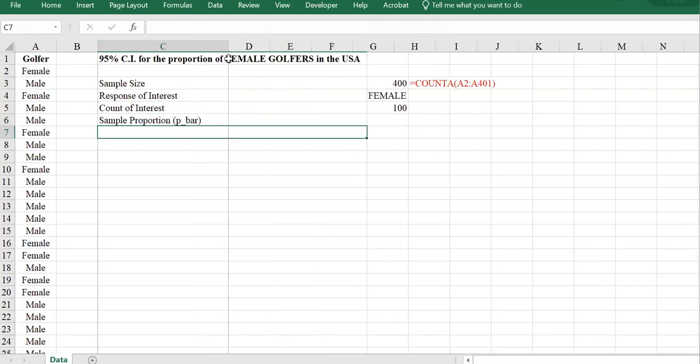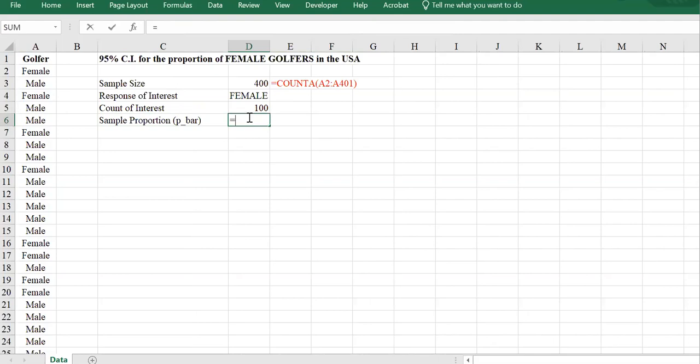And that would be 100 divided by 400. Out of 400 people, out of 400 golfers, 100 of them are female. All right, so the sample proportion here is 25%. So this would give us the point estimate. All right, we're trying to find the margin of error.